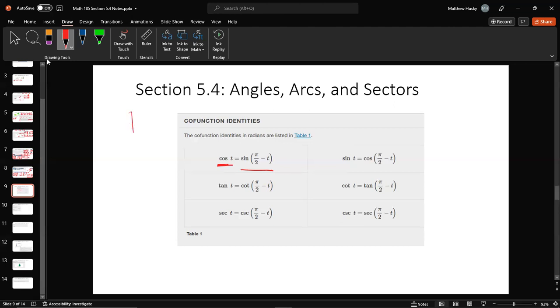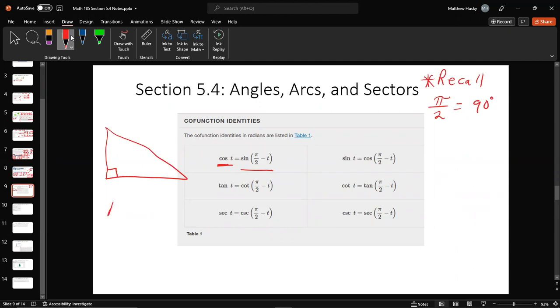Now, something I will point out to you, and actually instead of the unit circle, let's just draw a triangle here. The first thing I will note, recall that pi over 2 is equivalent to 90 degrees. Yes, pi over 2 radians is another way of saying 90 degrees.